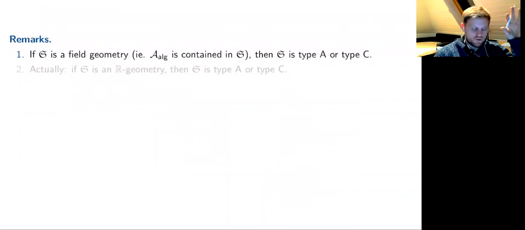So what we have seen so far is that if you have a field geometry, then it's either type A or type C. You can even strengthen this a bit: if you have full multiplication around and this tensor omega ordered set, then you're either type A or type B, so the type C case falls out. You can even strengthen it further: you don't need the full multiplication, you really just need the R vector space around, and then there's no such type C.